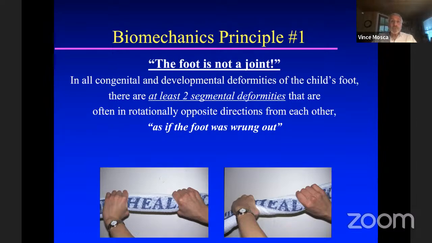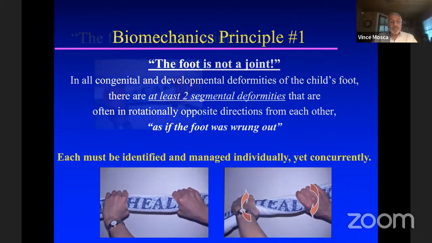Importantly, most named deformities like clubfoot, like skewfoot, like vertical talus, have at least two deformities from the toe to the heel. And those two deformities are typically rotational deformities. I use this analogy of taking a towel that's wet with water, and you want to get the water out of the towel. So you twist it to get the water out. And your hands go in opposite directions. And that analogy represents what's happening in a foot.